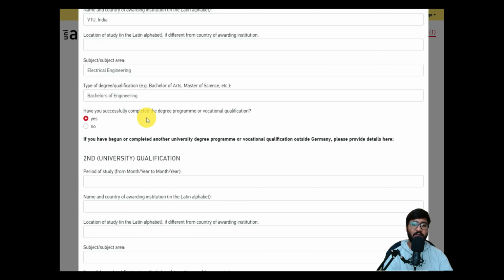Have you successfully completed the program or vocational qualification? Yes, I have successfully completed it, so you can just click on yes. If you have not done yet, or you are at the semester ending of 7th or 8th, then you can click on no, and also you can attach the certificate of possible date of completion, which you can take from your principal or your head of the department, saying that you are doing this particular bachelor degree in their college and you will be expected to graduate in this semester or this time. So then you can use that as a course completion certificate beforehand when you are in 7th or 6th semester.